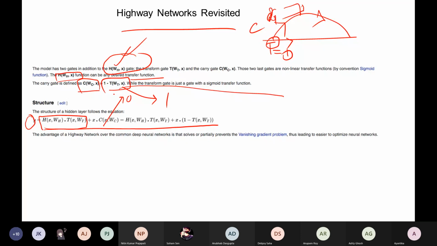So similarly, if C is on, you can also check the vice versa. That means when C is on, you are passing this X input directly to this output. Then that time the effect of this transfer function Hx is basically 0.